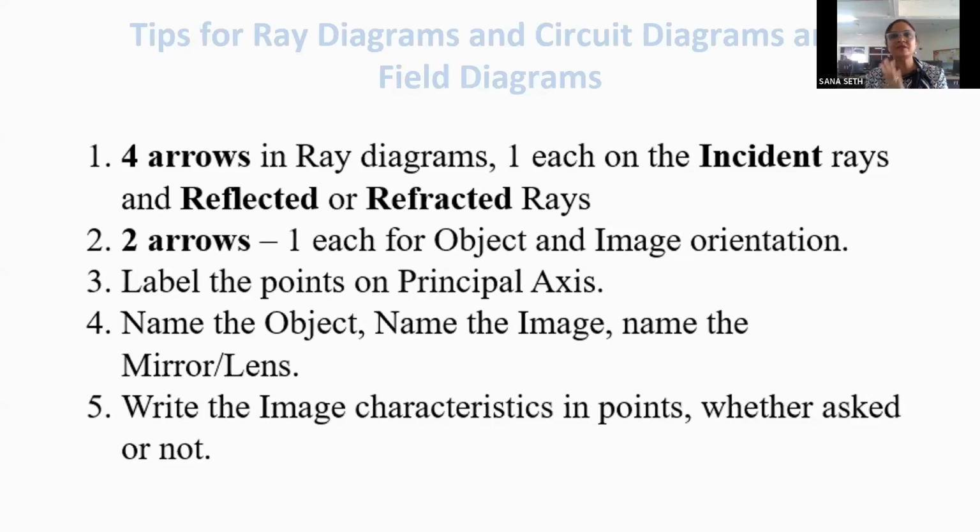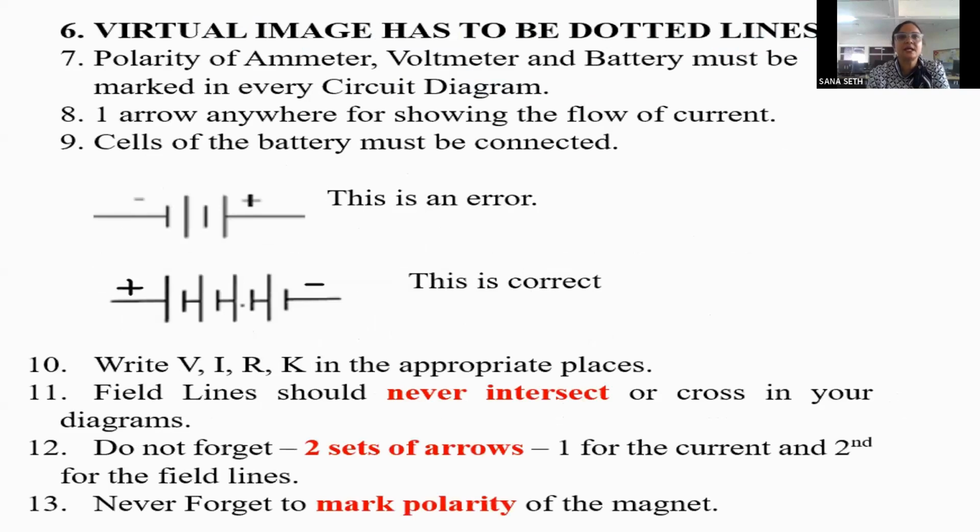So field diagrams, ray diagrams, there is no end to me saying important, important, important. If it's a ray diagram, 4 arrows, 2 incident rays, 2 reflected or refracted rays, 1 for the object, 1 for the image, 6 arrows your diagram should have. Then you've got the points which I've written over here. I will not repeat them. So we've been through this.